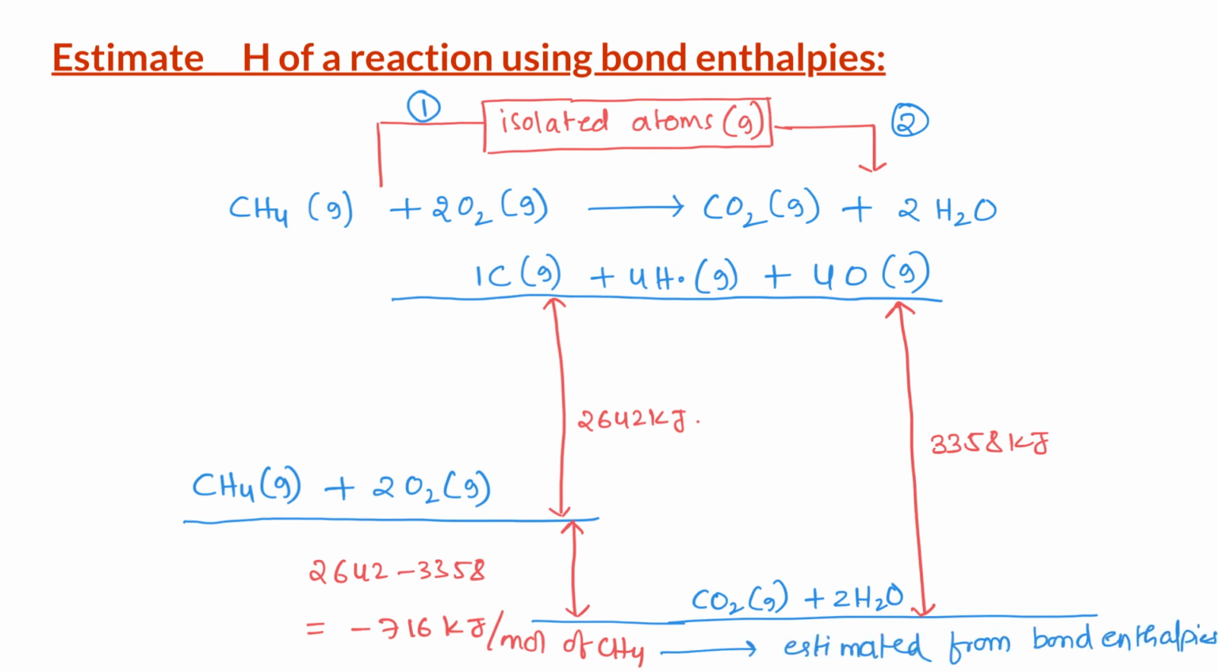In reality, the absolute value of enthalpy change for this reaction is 802.1 kilojoules per 1 mole of methane. As you can see, there is a significant difference between the enthalpy change values calculated from bond enthalpies and the true value.